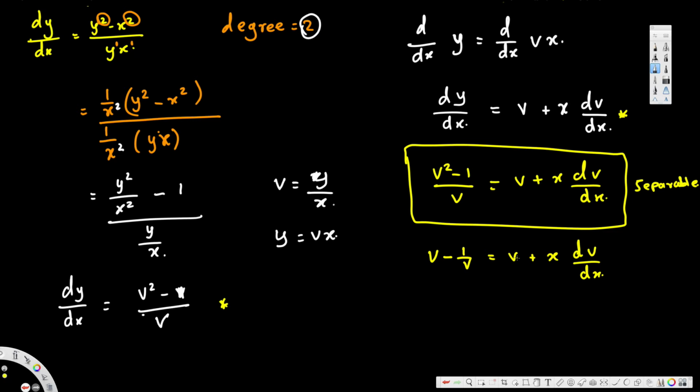Now the next thing is, if you move this v to this side, this is negative, it's going to become negative v, and here we have positive v. This 2v cancels each other. Okay, so we will have 1 over v is equal to x dv by dx.